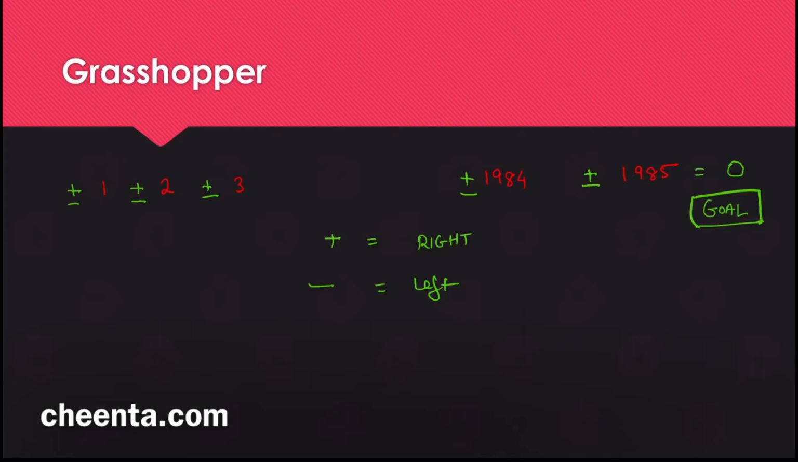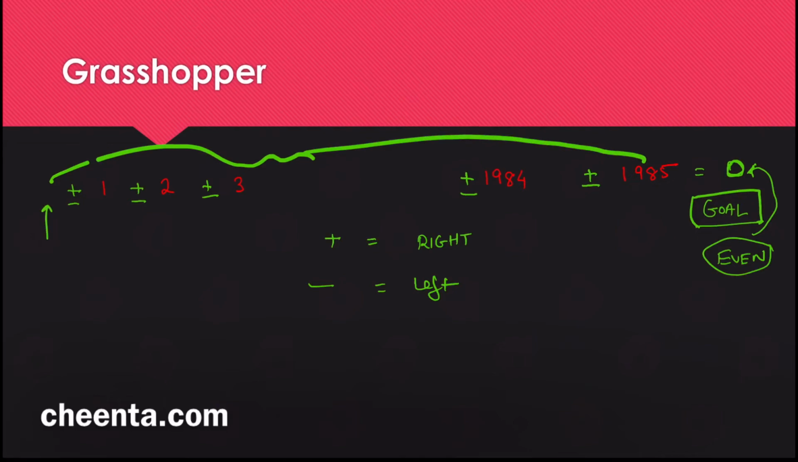Now let's see how we can solve this problem. You see, this number 0 is an even number. So if we can show that whatever we do, the left hand side will always be odd, then we are done, because odd cannot be equal to even. So the answer will be no, it cannot come back to its original position, 0 being the starting position.